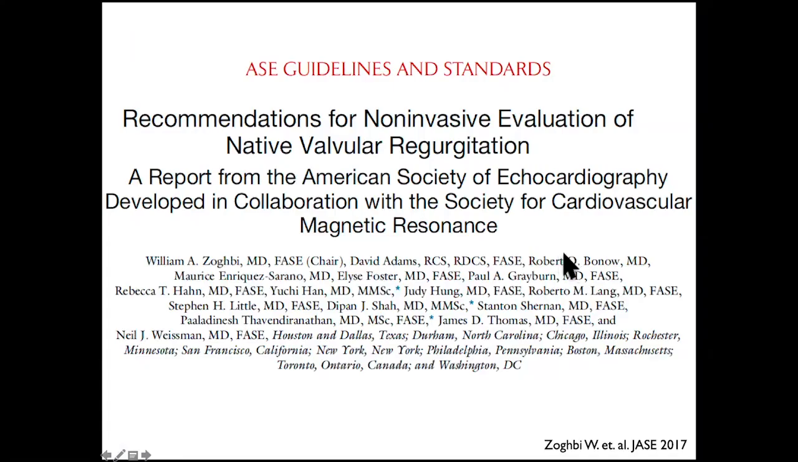These are the ASE guidelines for valvular regurgitation published in 2017. This is a must-read for an overview of the echocardiographic assessment of valvular regurgitation, and most of what I'm saying about the tricuspid valve and measurement of regurgitation and stenosis comes from this document.